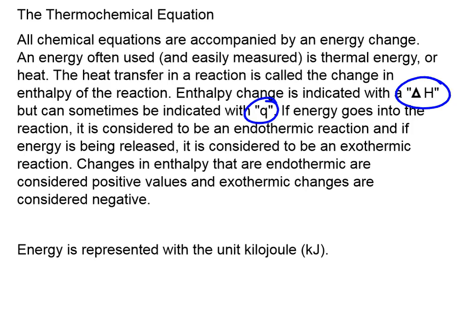Endothermic reactions have energy being absorbed. Along the same lines, exothermic is being released. So changes in enthalpy that are endothermic are considered to be positive. My delta H is a positive number, or my Q is a positive number. If it's an exothermic reaction, that means it's negative, so delta H would be a negative value, or Q would be a negative value. The units we are using here are kilojoules. Joules can be used, obviously, it's the base unit, but it's not practical considering that a joule is a fairly small amount of energy.